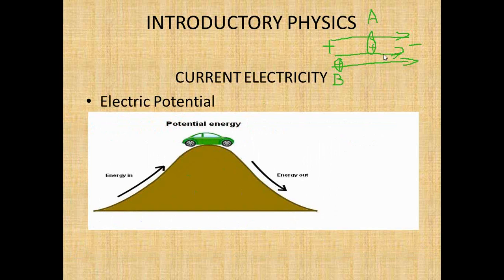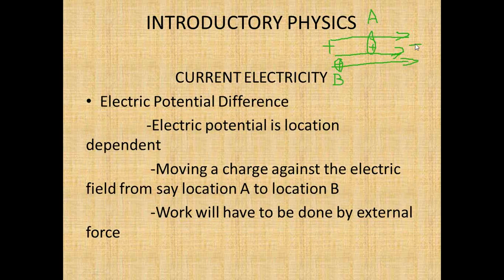Similarly, if we move our test charge towards a high potential terminal, we don't have to do any work for the test charge to move naturally towards the low potential terminal. Okay, all right. So that is electric potential. Electric potential is location dependent. Once it's closer to the source charge, it's going to have more electric potential energy.